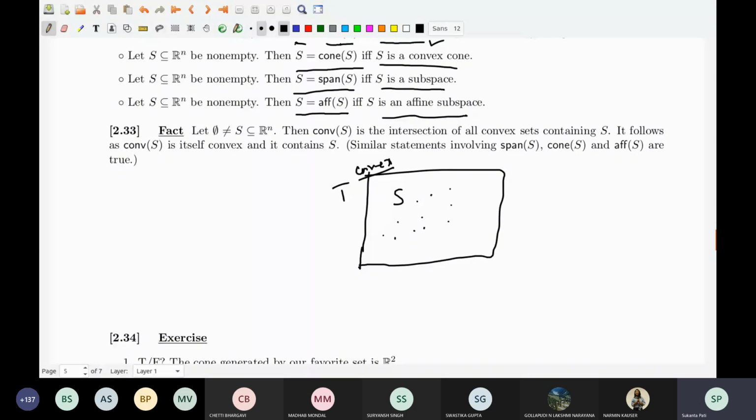So it contains S. In that case, it contains S1, one point of S. It contains S2, some other point. Is T convex? Yes. Contains S1? Yes. Contains S2? Yes. Therefore, it will contain all convex combinations of the points S1 and S2, as T is convex. So because T is a convex set and it contains the points of S, it will also contain convex combinations of points of S. That basically means T will contain the convex hull of S.